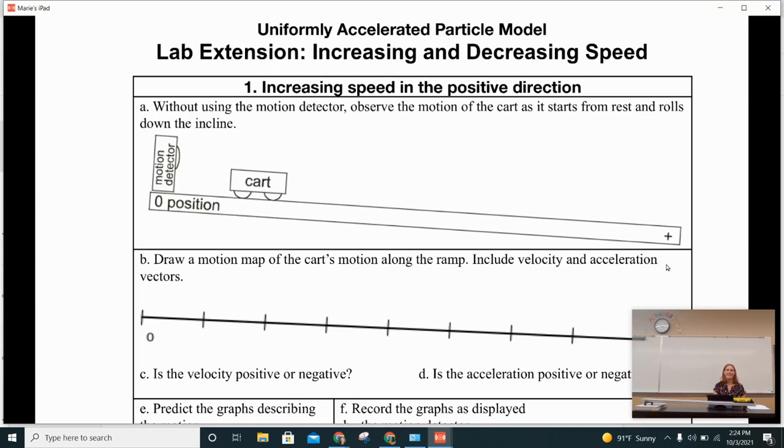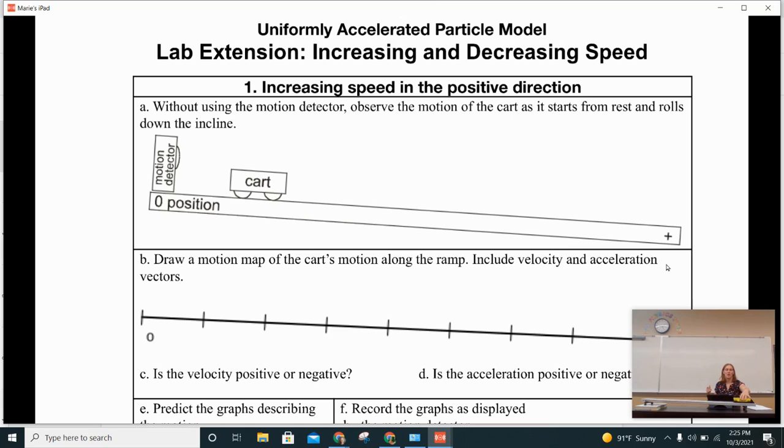Alrighty, so in this lab extension, you guys are going to be looking at different motions of carts and predicting what the graphs are going to look like, and then looking at what those graphs actually look like. So for the first one, we're going to have the cart start at the top of the hill, and we're going to say that that is starting at a position of 0. And then we're going to go ahead and let it go, and it's going to roll down the hill.